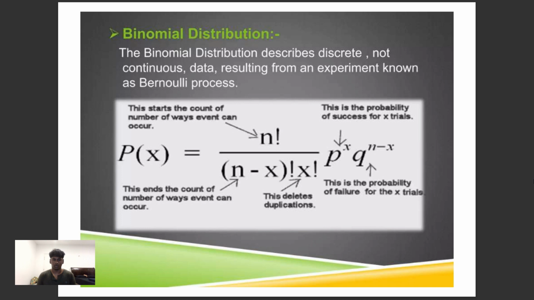In the figure shown below, the symbols are as follows. N. This starts the count of the number of ways an event can occur. P of x. This is the probability of success for x number of trials. Q to the power n minus x. This is the probability of failure for x number of trials. X factorial. This deletes duplications. N minus x factorial. This ends the count of number of ways an event can occur.